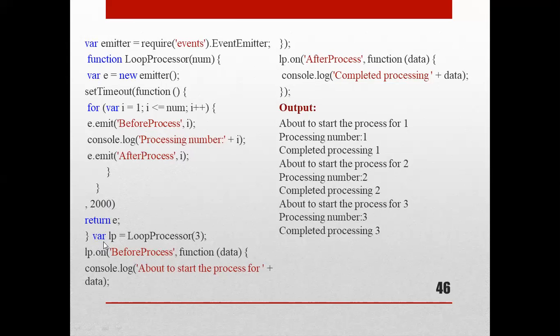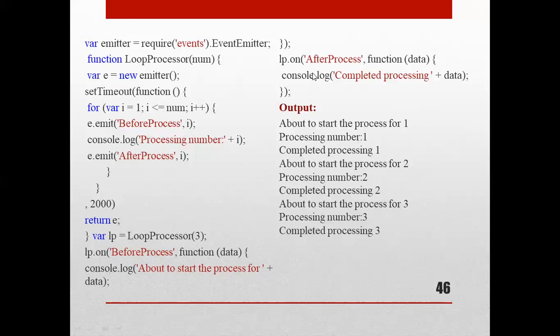Then we have one variable lp, which is loopProcessor with 3 as the value. Then lp.on, here we are going to register the listener for the event, which is before process, comma function data. Here the function consists of console.log about to start the process for plus data. That plus data means it will increase like 1, 2, 3, which we are going to print here.